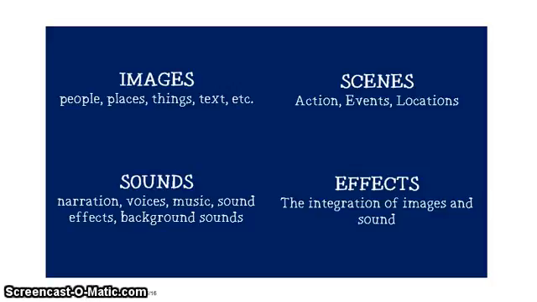So basically, the kind of information that will be on the storyboard will be your images, things like people, places, the things, and the text you want to appear in the frame, your scene, the kind of action, the events, the location that it will take place. The sound: do you have a narration in this particular frame? For how long? The voices, whose voice? Do you feature music? For how long?